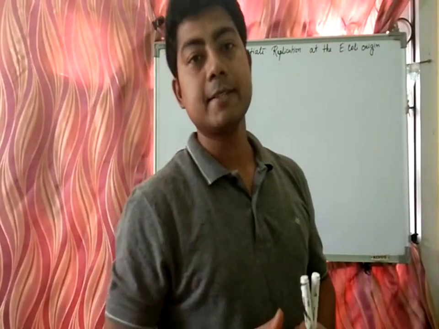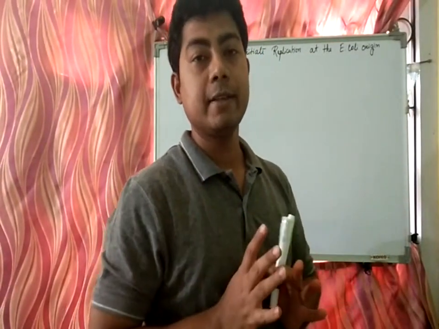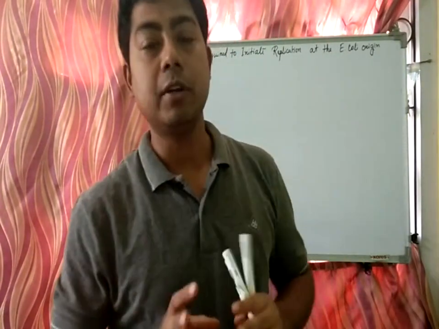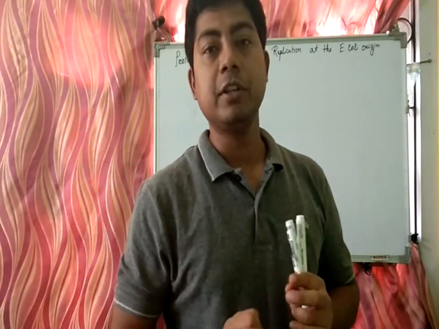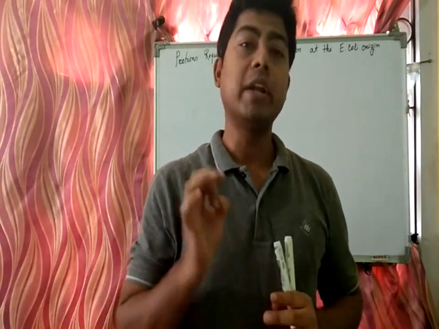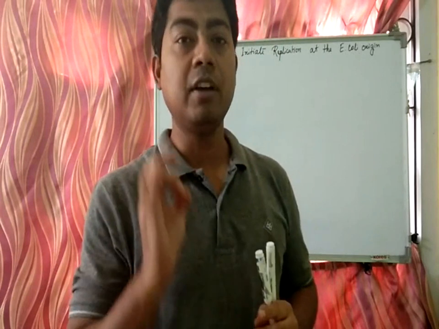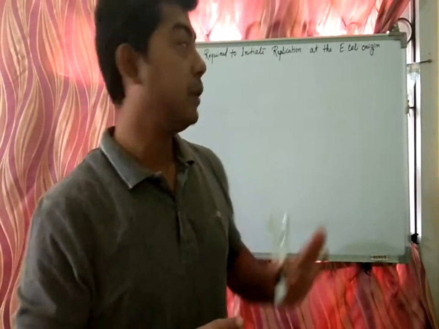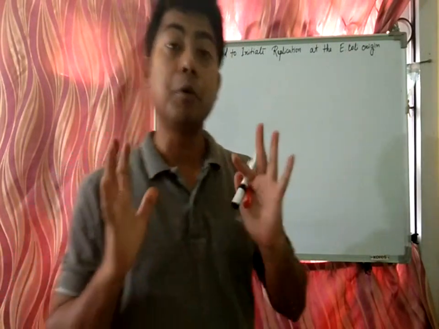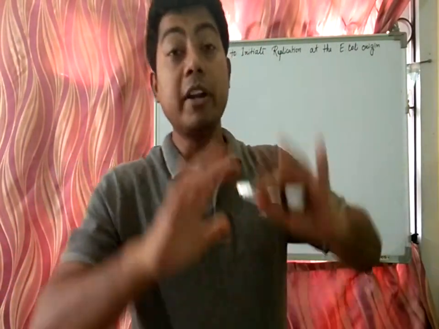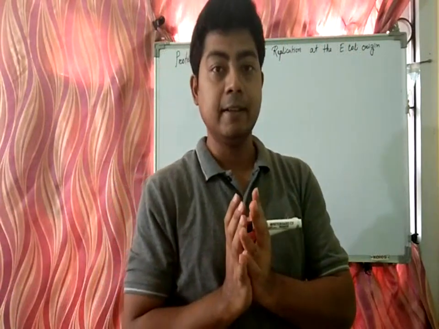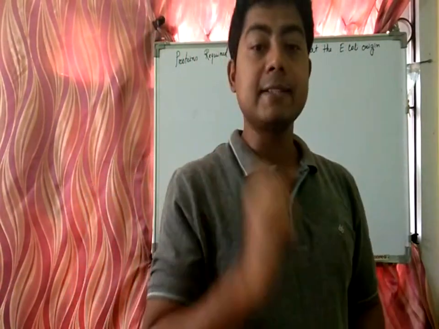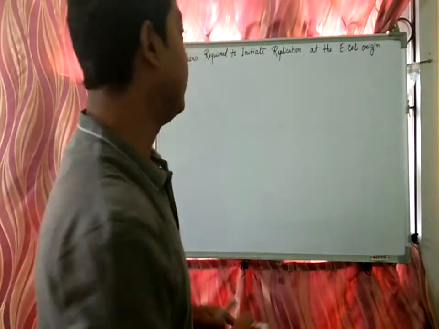Today we are going to discuss the different proteins involved in the replication process. In the first part, we already discussed what replication is, what the mode of replication is, and what the origin point of replication in DNA is. Now today we are going to discuss the different types of proteins required for this replication process in prokaryotes. There are several types. We'll discuss some important proteins here.